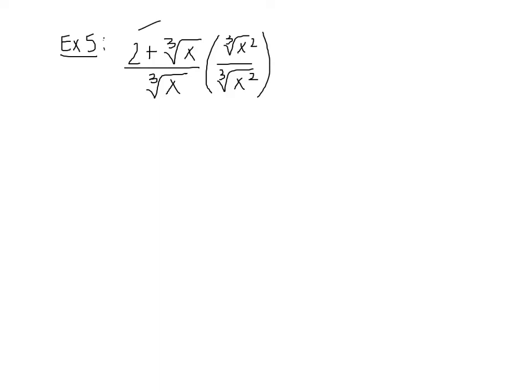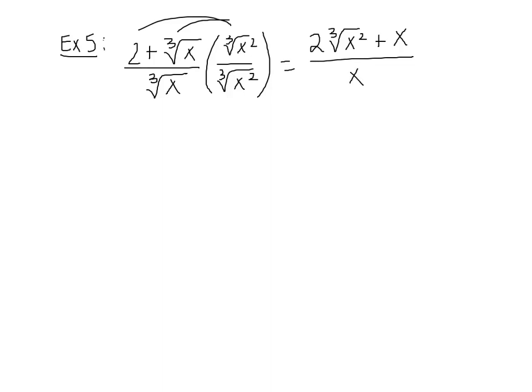Okay, so on top I'm going to have to distribute it. So I'm going to end up with 2 times the cube root of x squared plus the cube root of x cubed, which would just be x. Okay, and then on the bottom, cube root of x times cube root of x squared is cube root of x cubed, which would just be x.